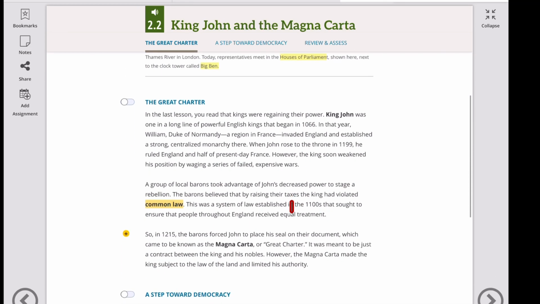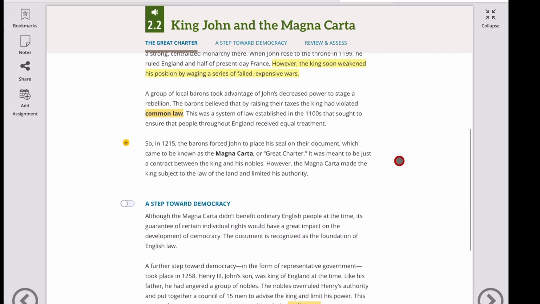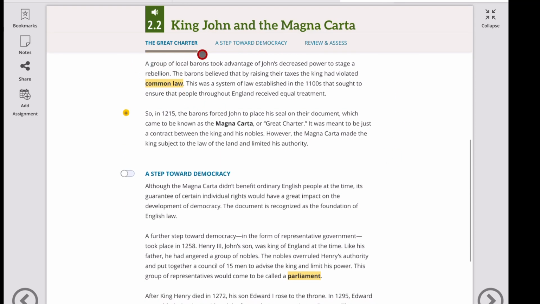Wars are very expensive, and in order for kings to fund their warfare, they needed to tax their subjects. And of course, this made the subjects of King John very unhappy. What happened was a group of local barons took advantage of John's decreased power to stage a rebellion. The barons believed that by raising their taxes, the king had violated common law. And this common law exists to make sure that everyone is treated equally. And when we say everyone, these are the nobility or the noble class only.